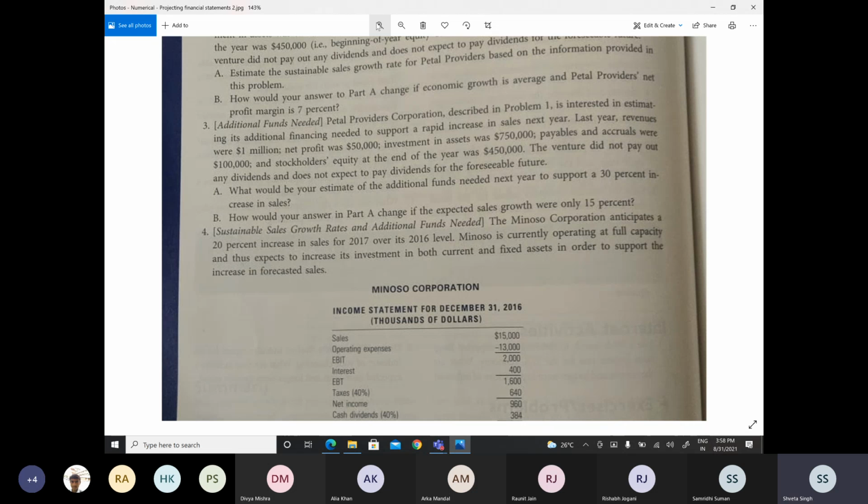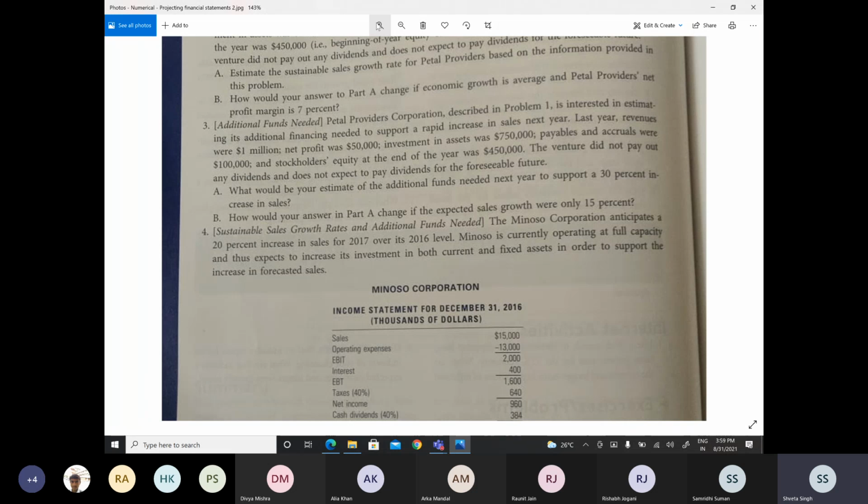Petal Providers Corporation, the same company described in problem 1, is interested in estimating its additional financing needed to support a rapid increase in sales next year. Last year, revenues were 1 million, net profit was $50,000, investment in assets was $750,000, payables and accruals were $100,000, and stockholders' equity at the end of the year was $450,000. The same data that has already been given in question number 2 as well. The venture did not pay out any dividends and does not expect to pay dividends for the foreseeable future.